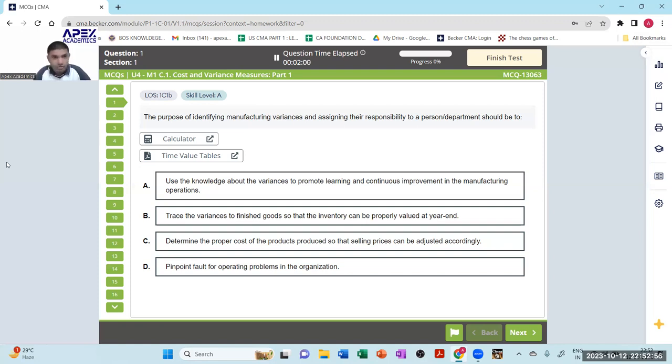Come on, responses from you. The theory might be confusing, doesn't matter. Let's see. C. Determine the proper cost of the product so that selling prices can be adjusted accordingly. That's the first response I've gotten. Preeti says A. Monica says C. Anyone else? Come on, be participative. The sooner your replies, the faster I can move.